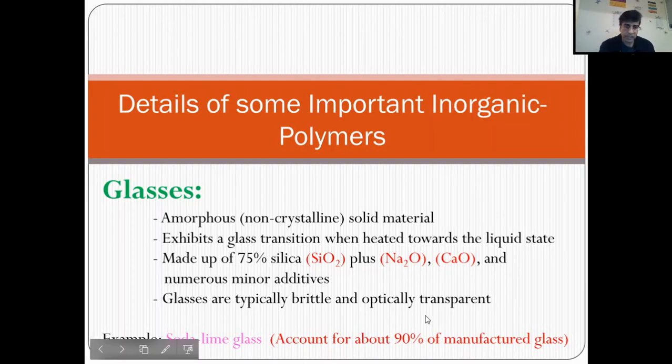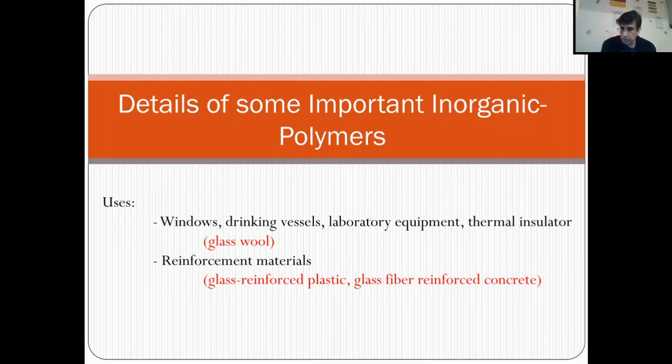One of the important glasses is the soda lime glass. Most of the time this type of glass we use. So here you have to remember basically what is the basic difference between glasses and ceramics, and what are their important ingredients. Where they are used, these are the important places these glasses are used. Also they are used as a reinforcing material. Glass fiber you have noticed in the laboratory, which we can also use for insulation purposes.